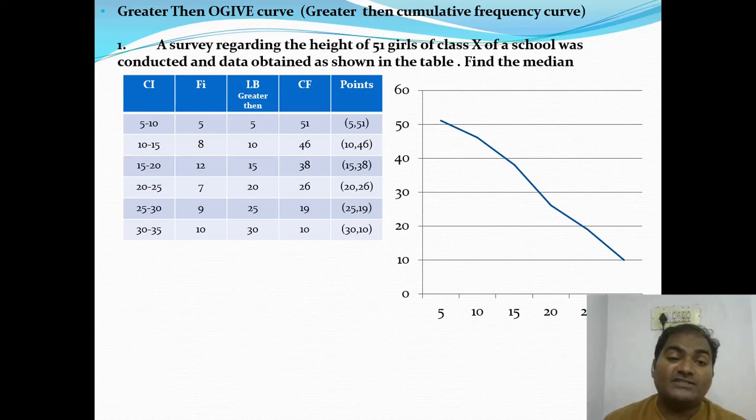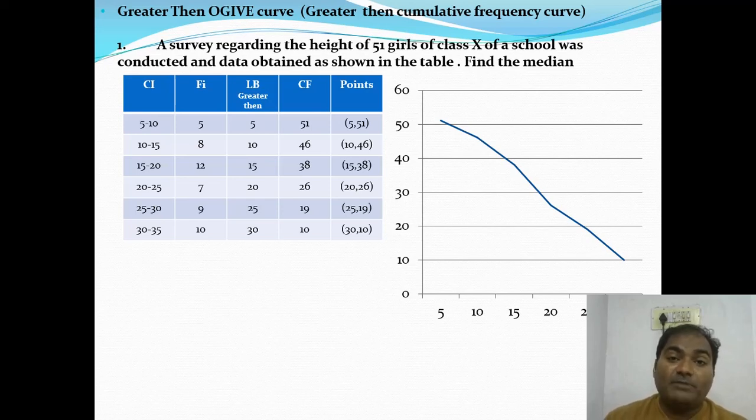And the cumulative frequency greater than 5: we see that all the values are greater than 5. Therefore, I get the cumulative frequency as 51, that is 5 plus 8 plus 12 plus 7 plus 9 plus 10. All are greater than 5. Therefore, it is 51.